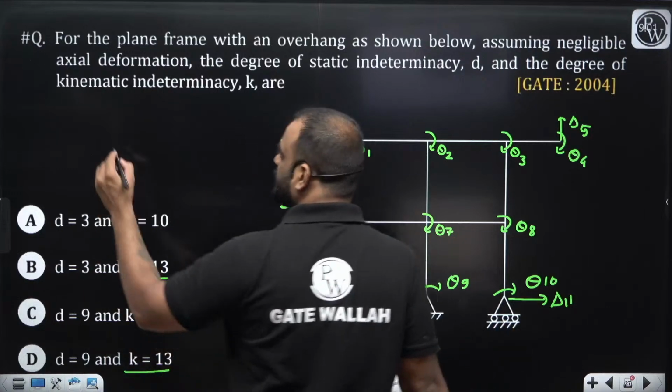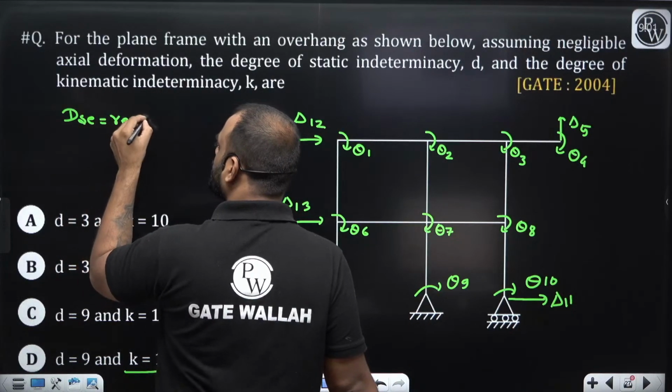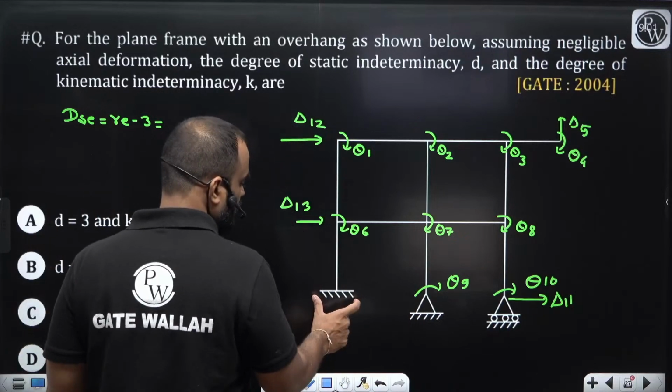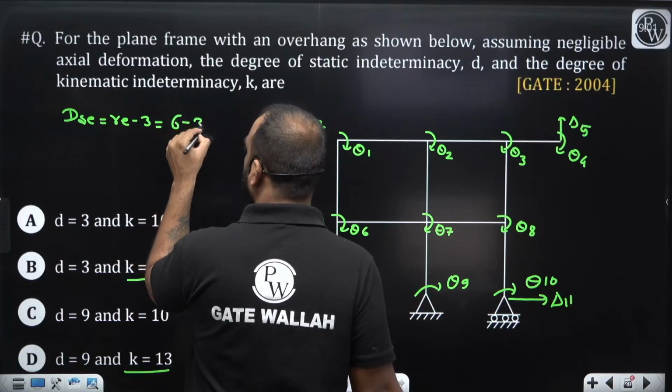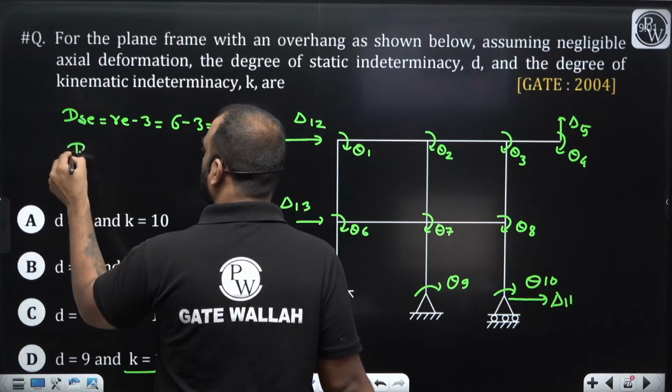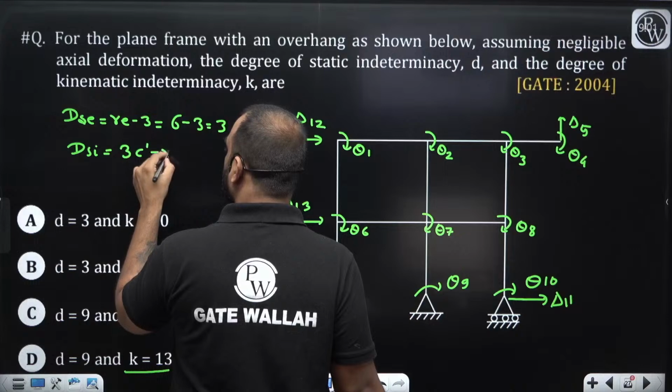What about DS, sir? So DSE is equal to RE minus 3. So RE is how much? 3 reactions and 3 reactions, so total 6. 6 minus 3 is equal to 3. What about DSI? DSI is equal to how much? 3C' minus R'.